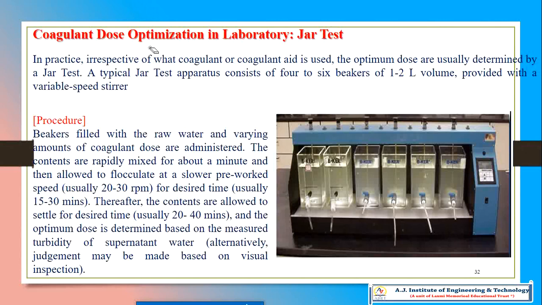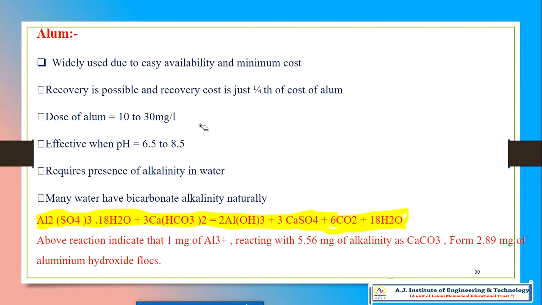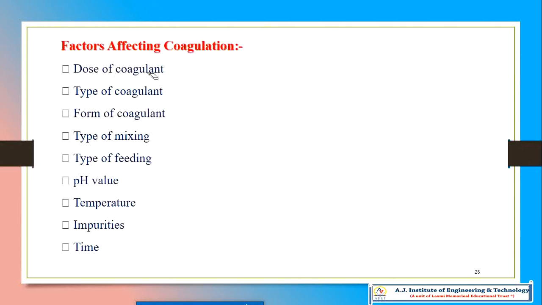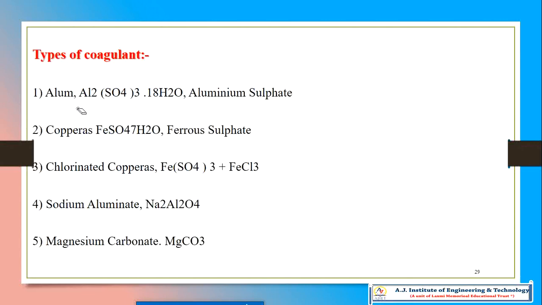Coagulant, the very important part which we came through. That is a very important slide. Here, the factors affecting the dose of the alum. How to put the dose? Dose means how many grams of the coagulant we have to put, how much weight of the coagulant we have to put. Take alum, or any coagulant. How much of the dose are we going to put here? That is important.